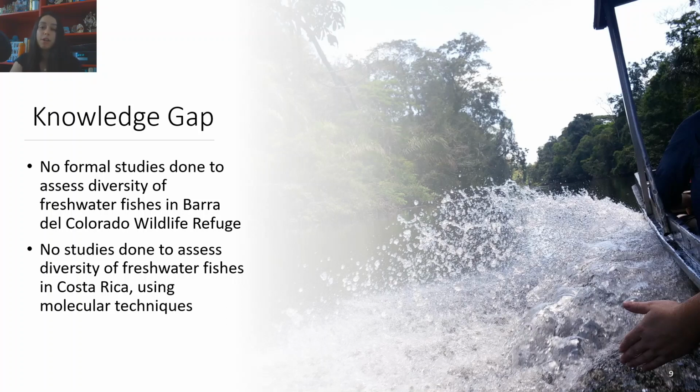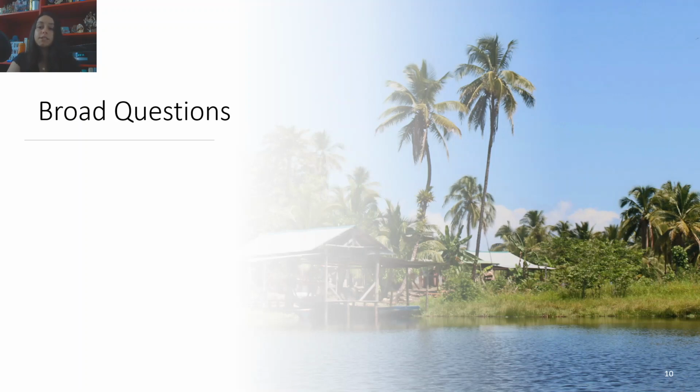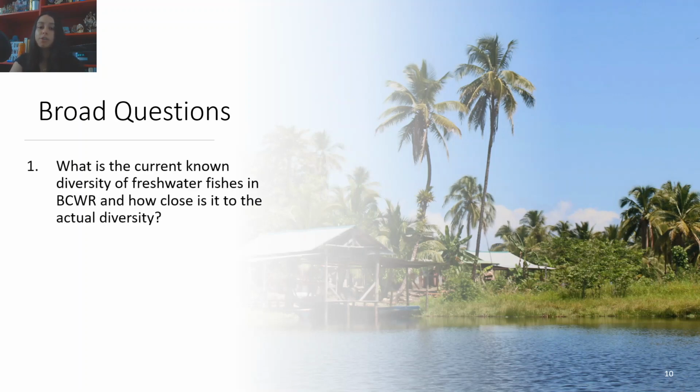This is problematic from a conservation standpoint, especially if this area is meant to serve as a biodiversity corridor between two other protected areas, and if we want to utilize this information to help us better understand ecosystem health. In addition, no studies have been done to assess the diversity of freshwater fishes in Costa Rica using molecular techniques. Because of this gap in knowledge, we had some questions we wanted to address.